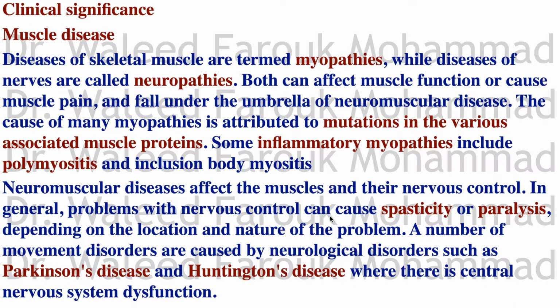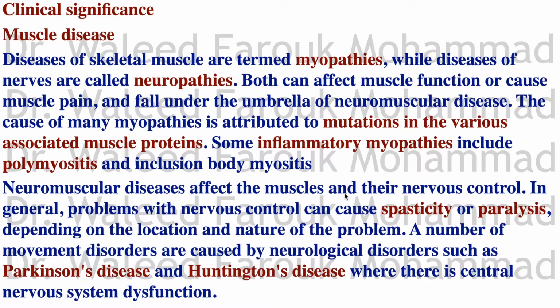Clinical significance of muscle means talking about some muscle diseases. In general, muscle diseases are called myopathies and the nerve supplying them are called neuropathies. The most common are neuromuscular disorders. There is also a group of muscle diseases characterized by mutations in the various proteins associated in the muscle, like Duchenne paralysis, for example.